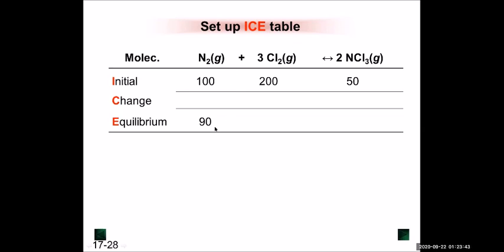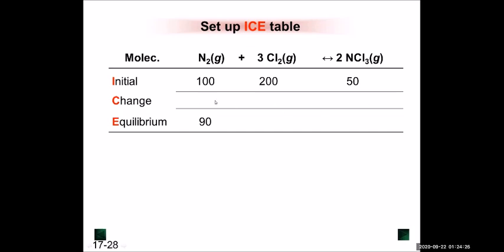And after a while, suppose the reaction reaches equilibrium, and we take a look at the system again, and we find out the nitrogen now has only 90 molecules. What about the rest of the table? Can we find out? Well, if you look at what happened in this hypothetical reaction, the number of nitrogen molecules decreased by 10. There are 10 N2 molecules that reacted with the chlorine molecules and produced nitrogen trichloride.